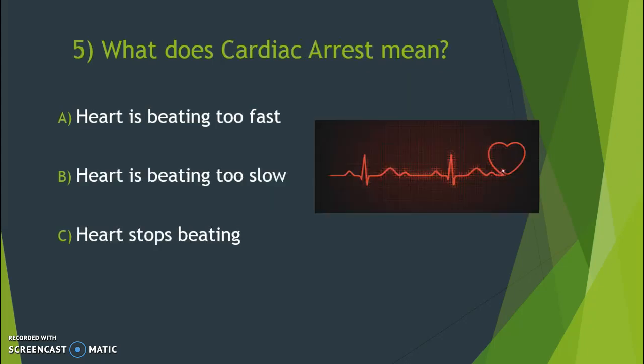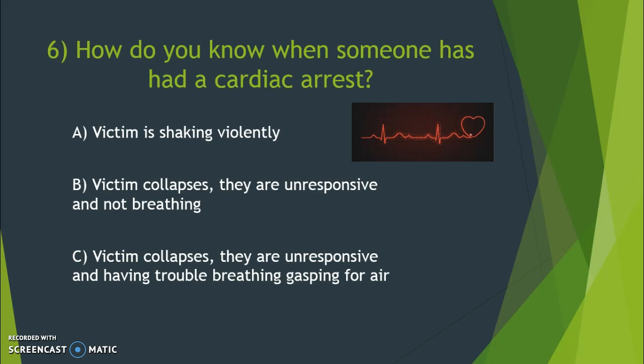Number 5. What does cardiac arrest mean? A. A person's heart is beating too fast. B. A person's heart is beating too slow. C. A person's heart stops beating. 6. How do you know when someone has a cardiac arrest? A. The victim is shaking violently. B. The victim collapses. They are unresponsive and not breathing. C. The victim collapses. They are unresponsive and they are having trouble breathing and gasping for air.